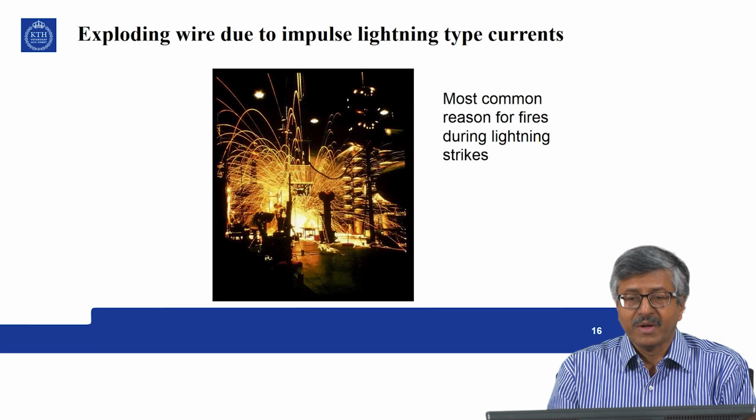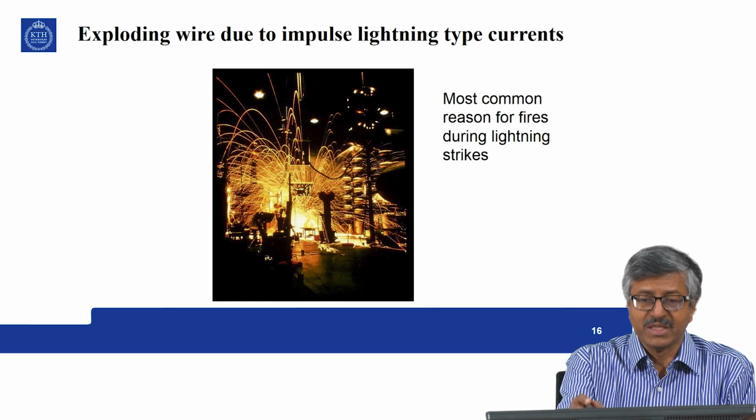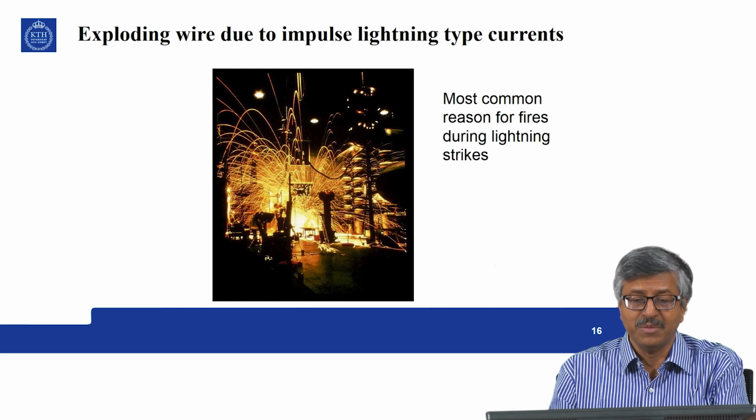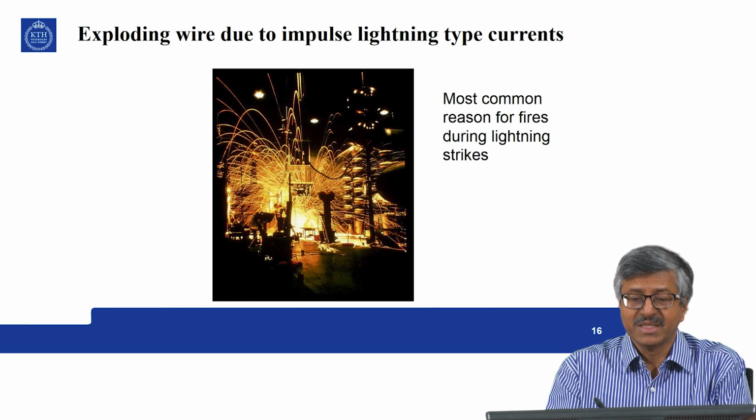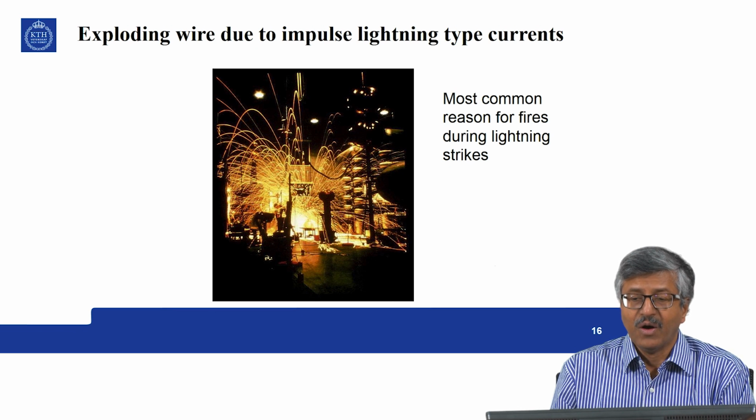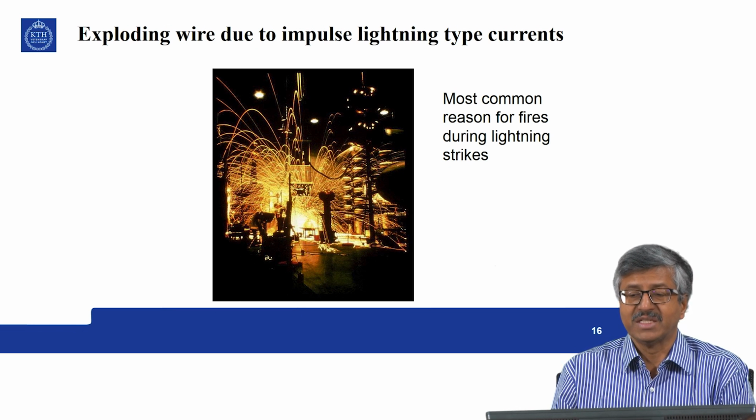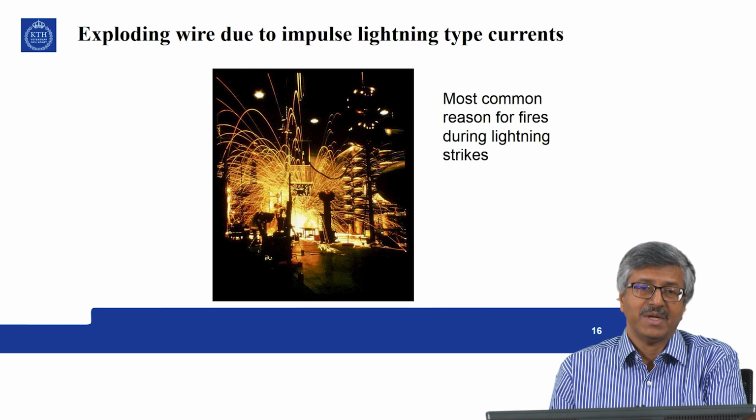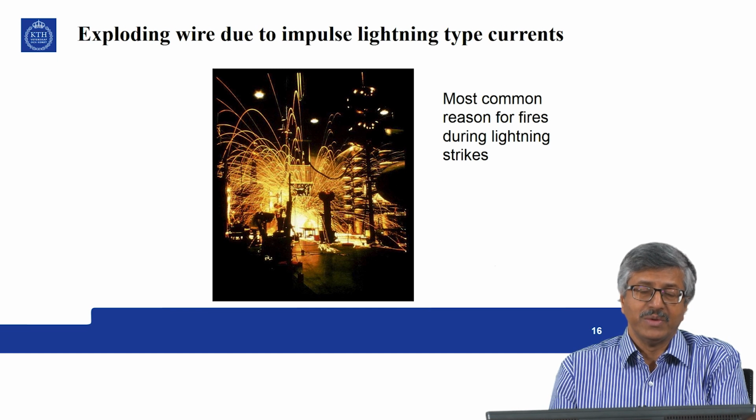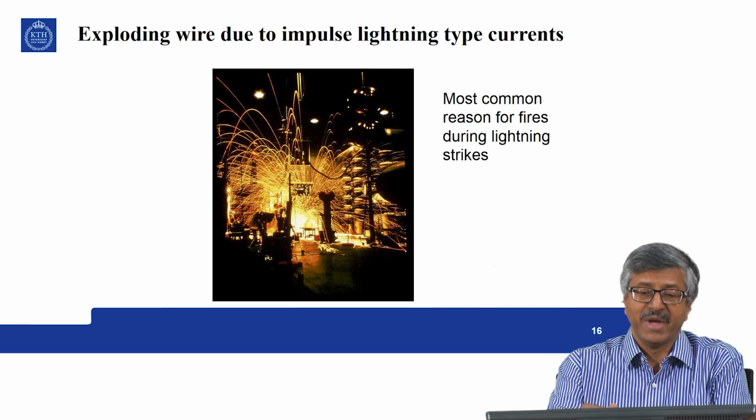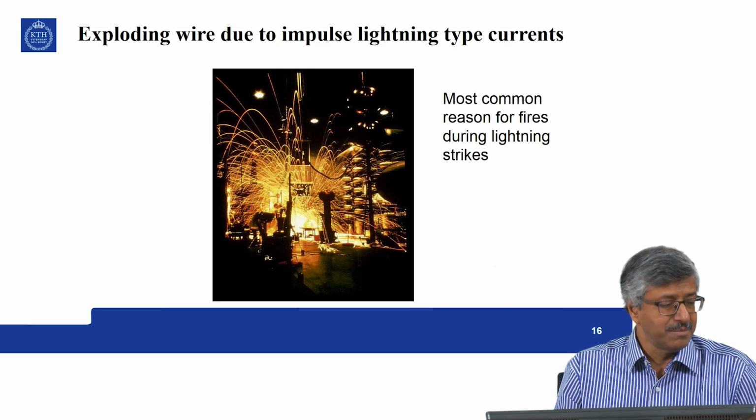First of all, the exploding wires due to impulse lightning type of currents. Because of the enormous energy input, the wires may explode. This is an experiment from a high voltage lab of a wire exploding when you subject it to lightning type of currents. Often most of the reasons for fires during lightning strikes are this type of exploding wires. When it gets into electrical wiring, TV antenna wires, etc., it may explode and cause fires.